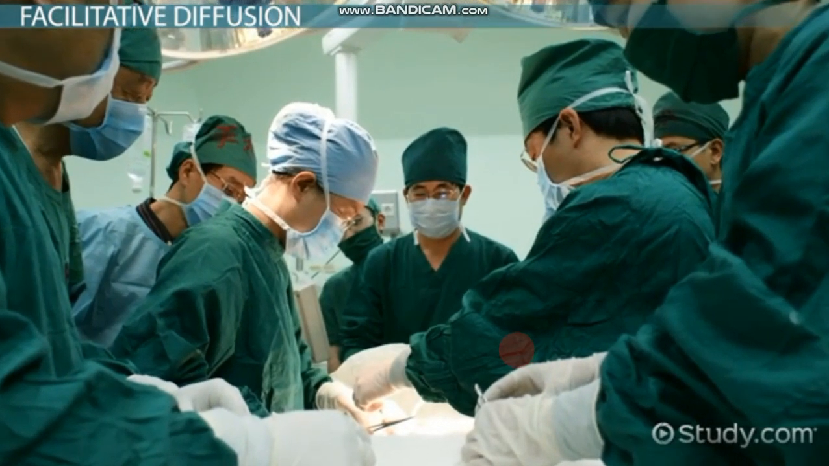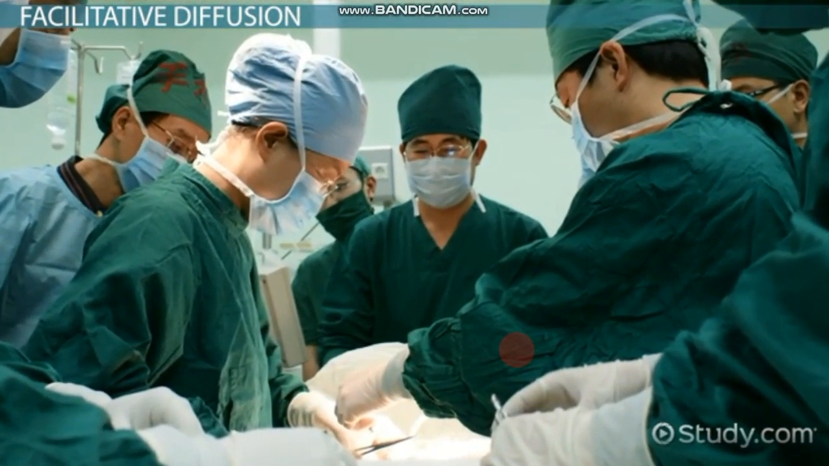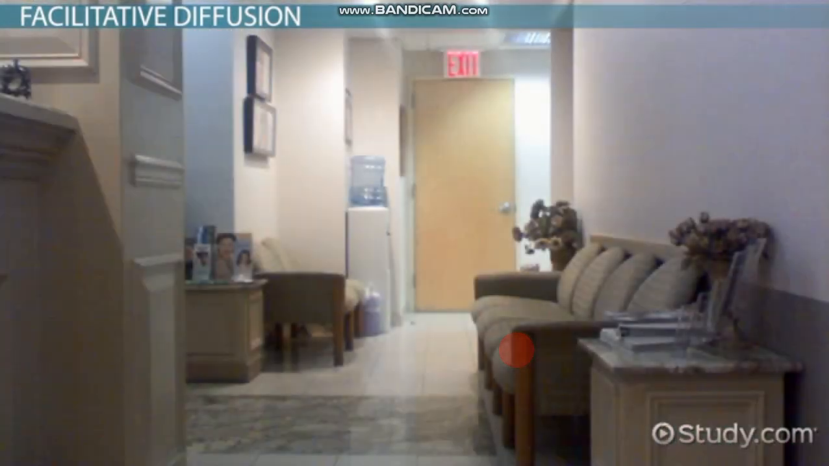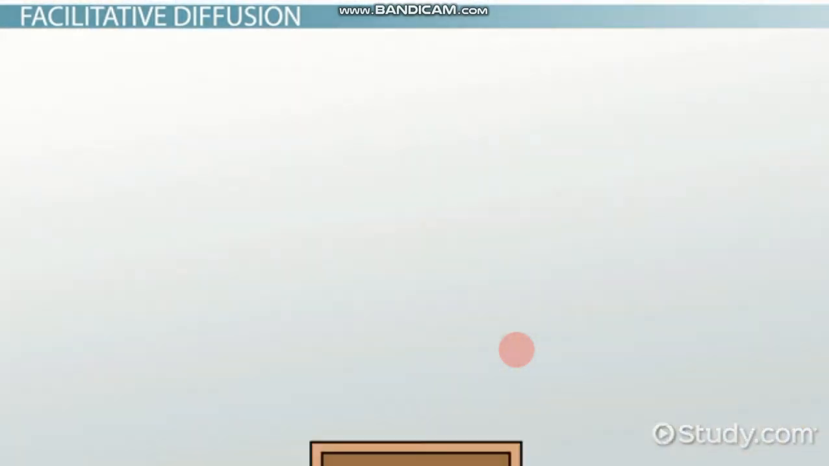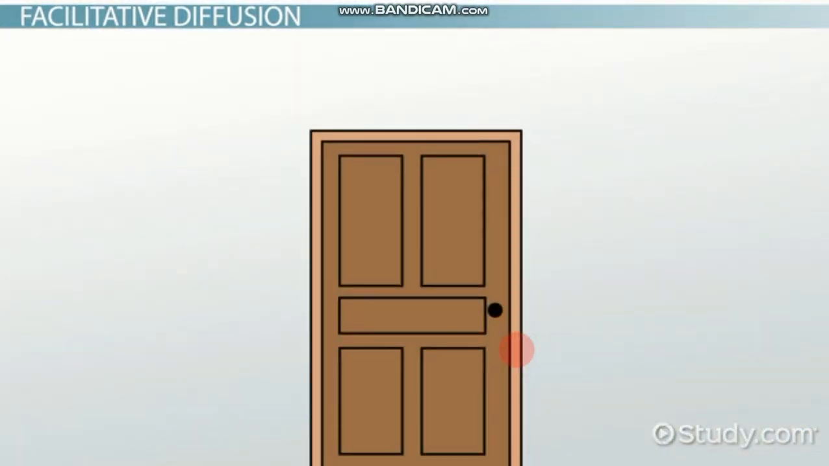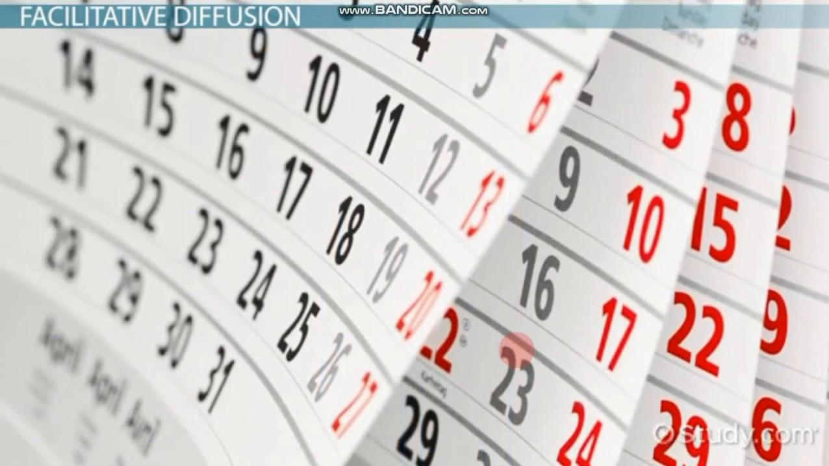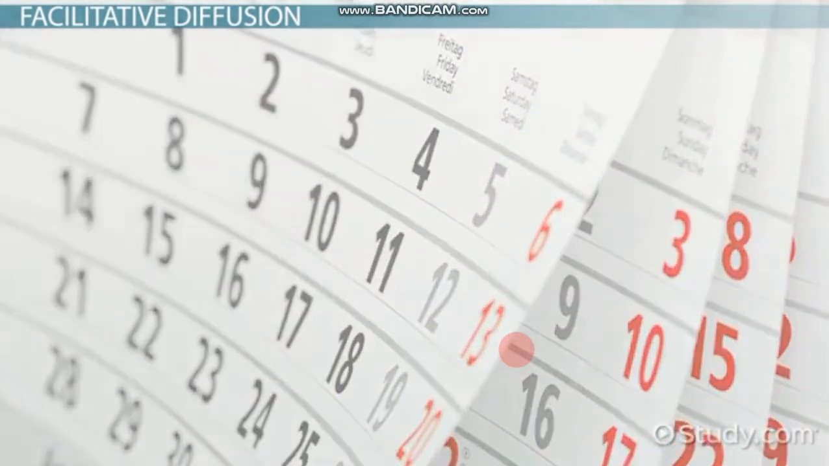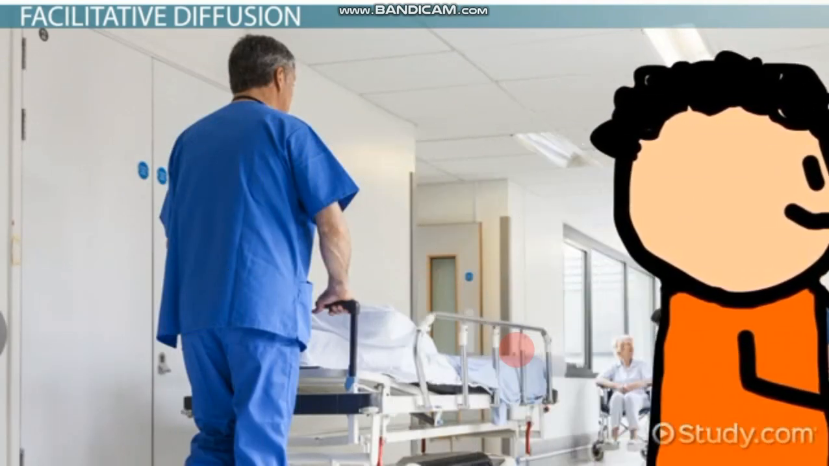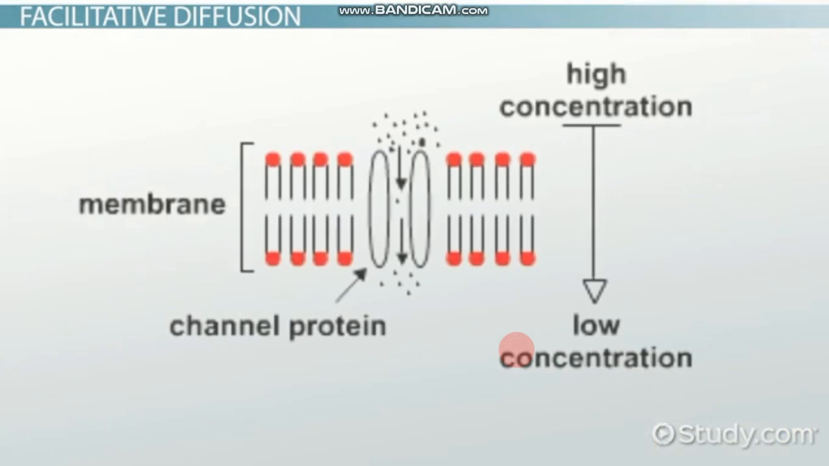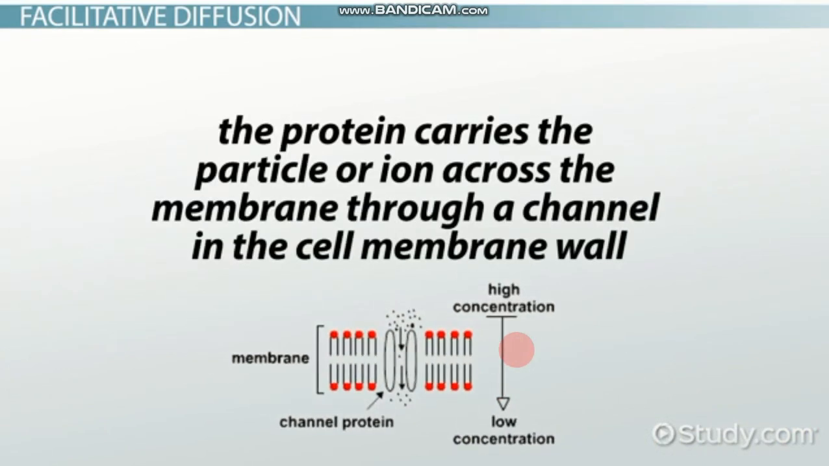To assist you with this explanation, think of the process of a person having surgery. The person having surgery cannot go into the operating room. They must first be taken into the surgery suite. Also, the surgery door would not always be open to the person. The doors would only be open when they are scheduled for surgery. In addition, patients cannot go into surgery by themselves. The nurse takes the person through the operating room doors. Do you see how this relates to the process of facilitated diffusion? Remember, the protein carries the particle or ion across the membrane through a channel in the cell membrane wall.